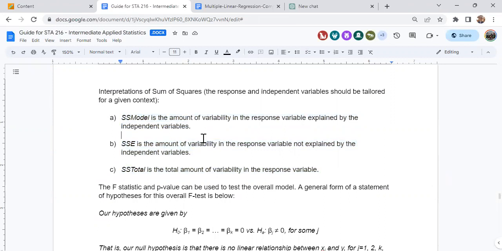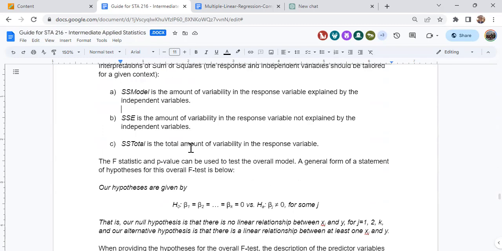The square root of the MSE gives us the typical size of a residual, and then each of the SS values, so like SS total, the total variability in the response variable, SS model is how much variability in the response was explained by our model, and SSE is how much was not explained by the model. So that's a nice property.